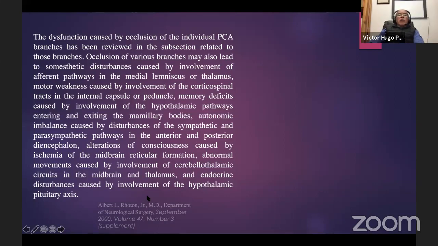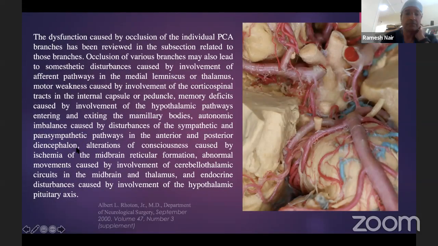The dysfunction caused by occlusion of the individual posterior cerebral artery has been reviewed in the subsection related to those branches. This is a text copied from this beautiful writing of Dr. Roton. And the description of many affections of the brain involves hypothalamic pathways, mammillary bodies, autonomic imbalance, damage of sympathetic and parasympathetic pathways in the anterior and posterior encephalon, alteration of consciousness, and many others.